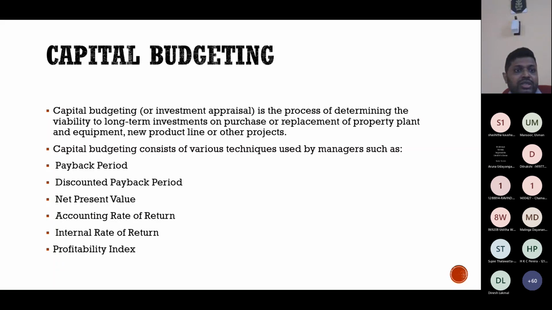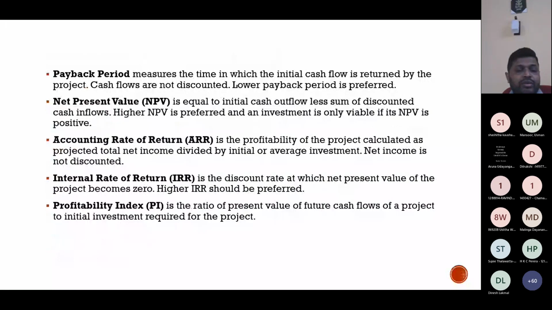Right. Now these are the techniques given: payback period, discounted payback period, net present value, accounting rate of return, internal rate of return, profitability index. Right. Okay, payback period. Now you need to remember the things you have already learned. The payback period measures the time in which the initial cash flow is returned by the project. That means once you make an investment, how long it will take to recover your initial investment.